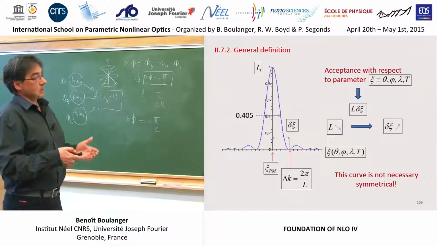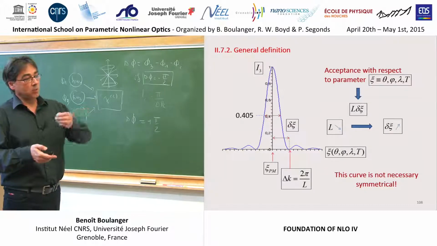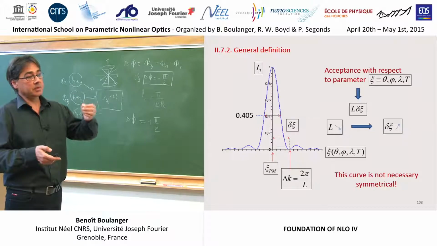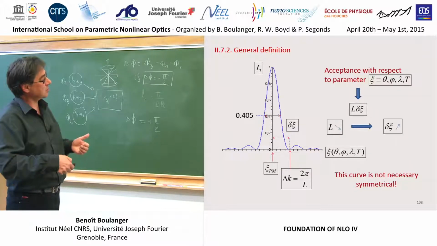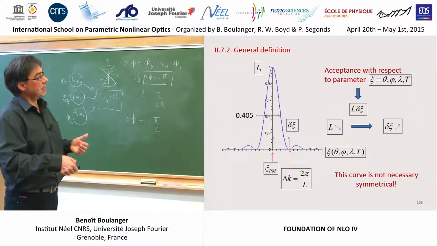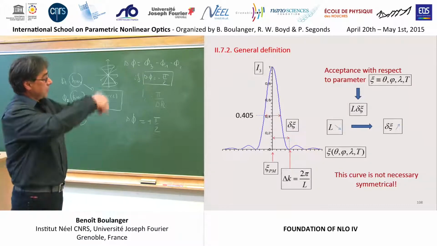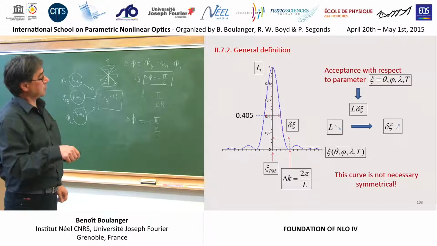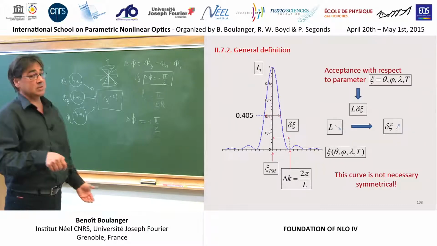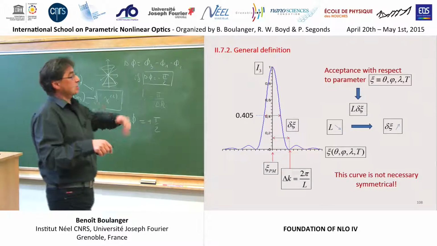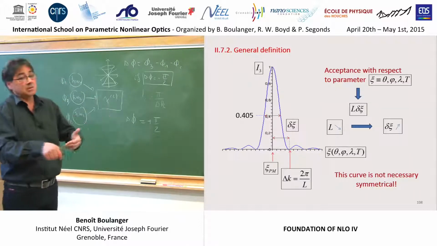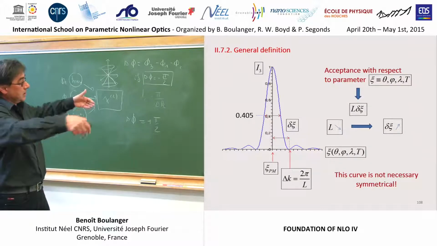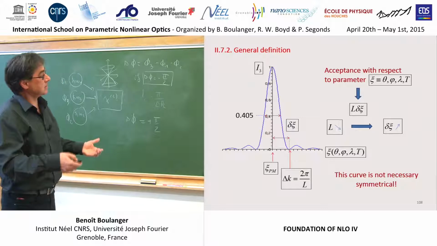So now imagine that we want to vary one parameter. We want to vary the angle. So it is exactly this curve, the same curve, but now plotted as a function of xi. Xi here can be theta, phi, lambda, or the temperature. So you also have a sinc square function. This curve is not necessarily symmetrical because obviously, in the argument of the sinc square, the dependence of delta k is not a linear function. So in the general case it's not symmetrical.